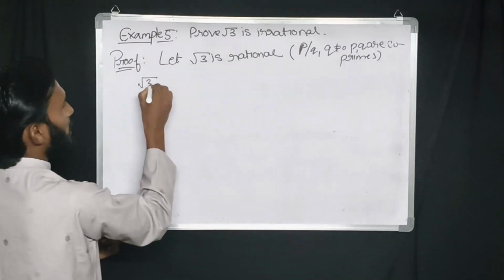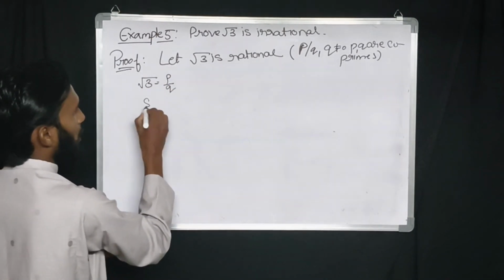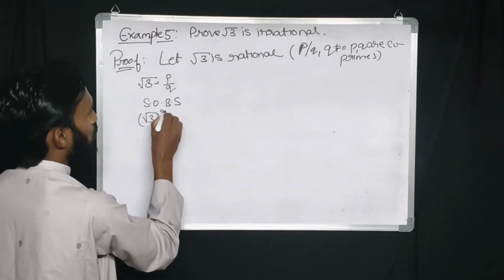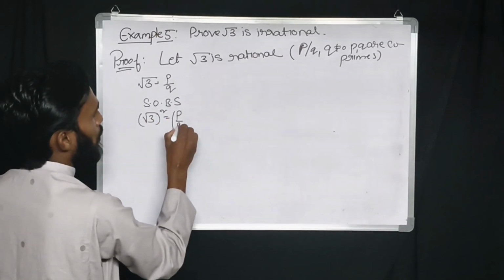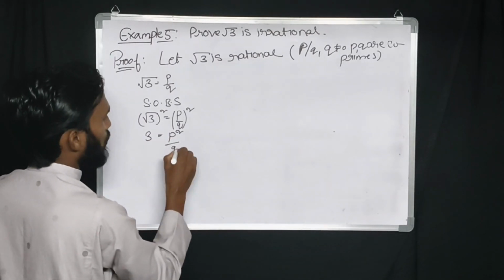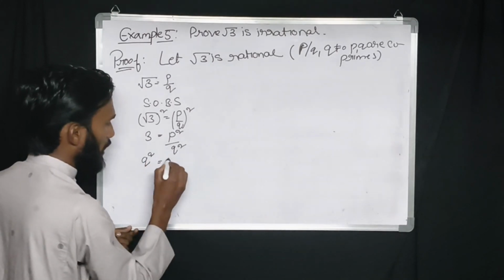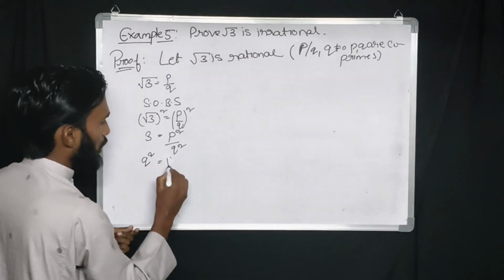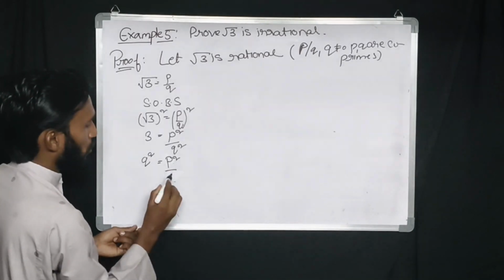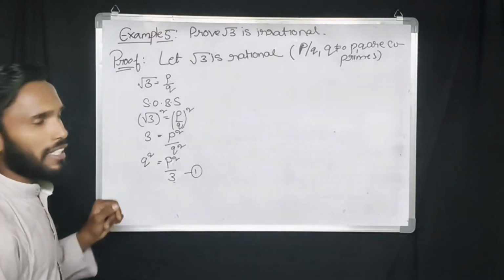So root 3 is equal to p by q. Now squaring on both sides to remove the square. Root 3 whole square is equal to p by q whole square. 3 is equal to p square by q square. Now take this q this side and 3 to this side. That is, p square by 3 is equal to q square. This is 1. Where the 3 is dividing p square.